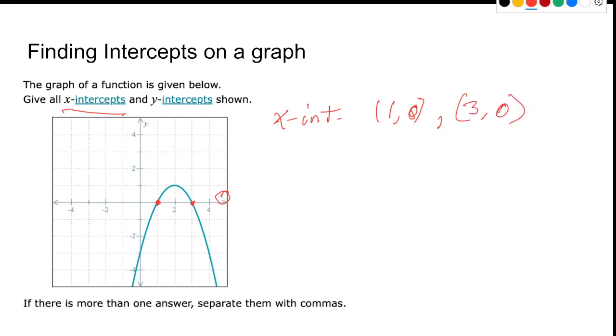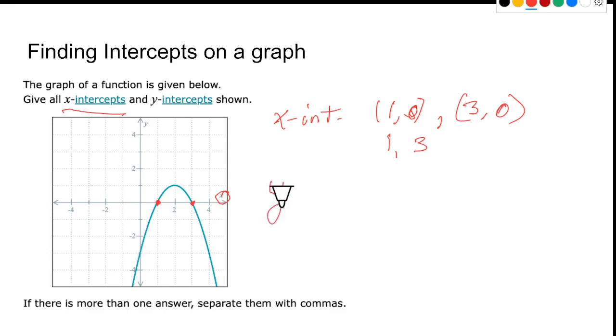So those are listing them as points. Sometimes Alex will just want the value of the intercept itself. So as you put it into the homework, it may want just 1, 3. So those are your x-intercepts. I really like x-intercepts as points. Listing them as points will remind you that the y value is always 0.